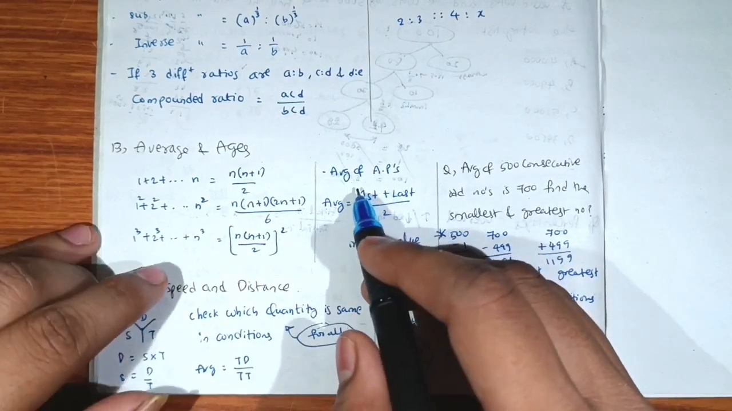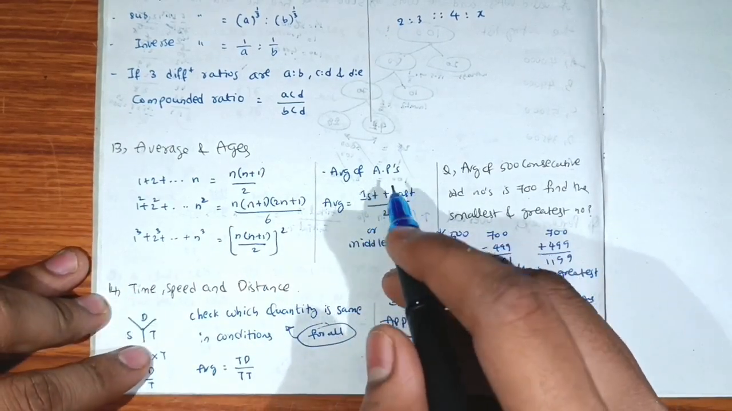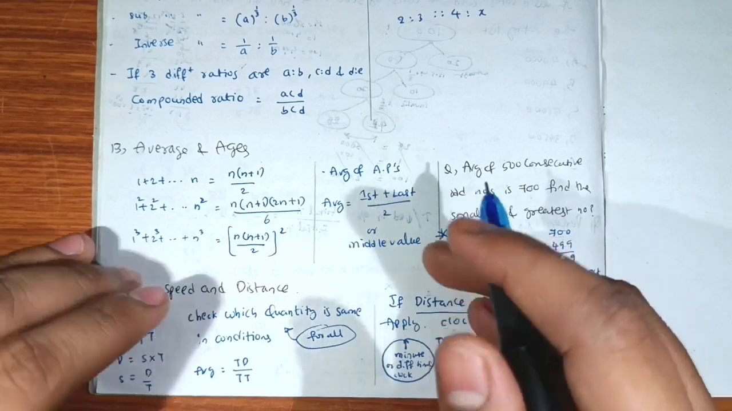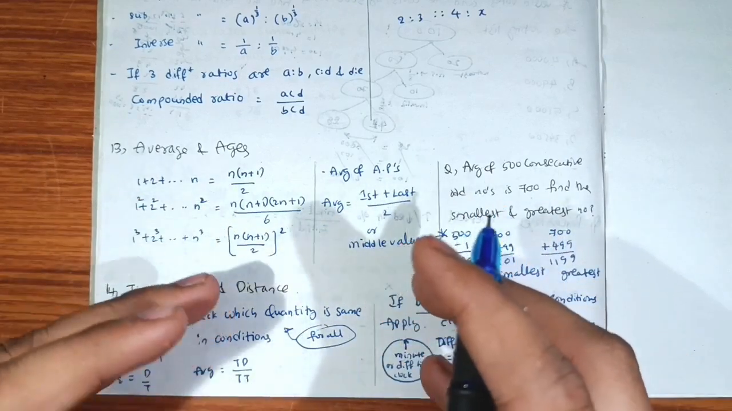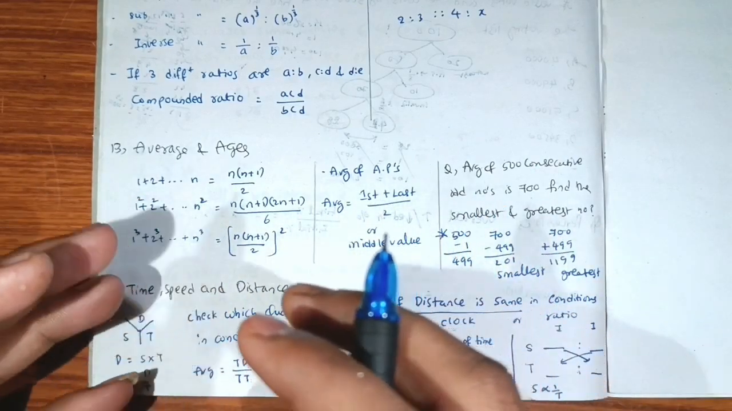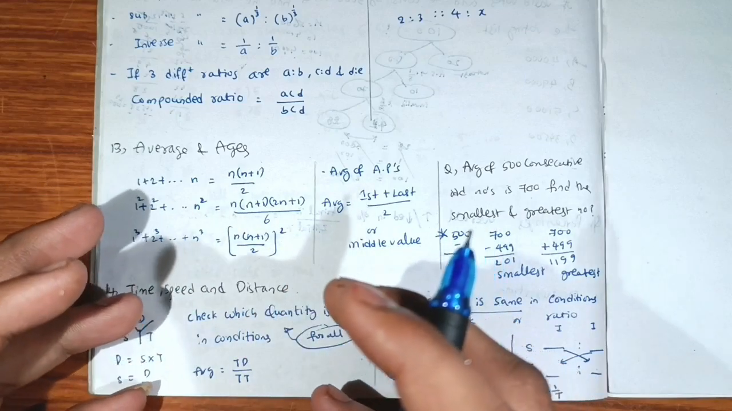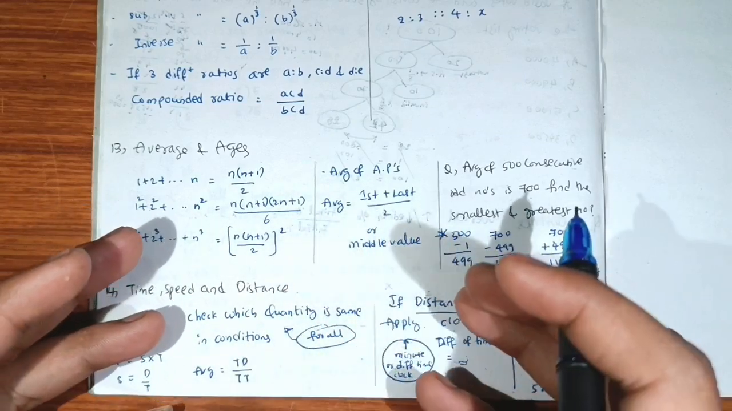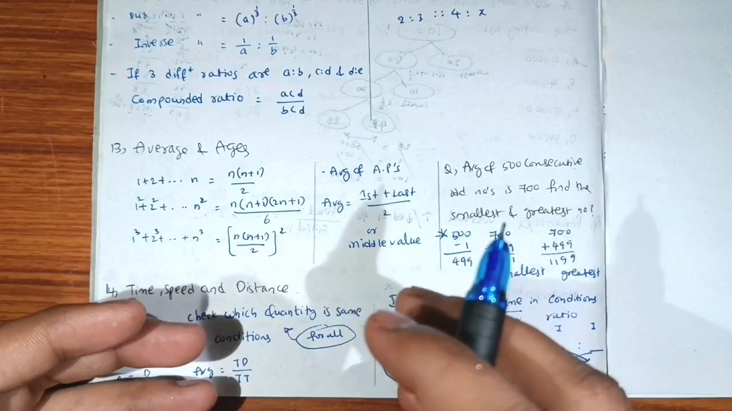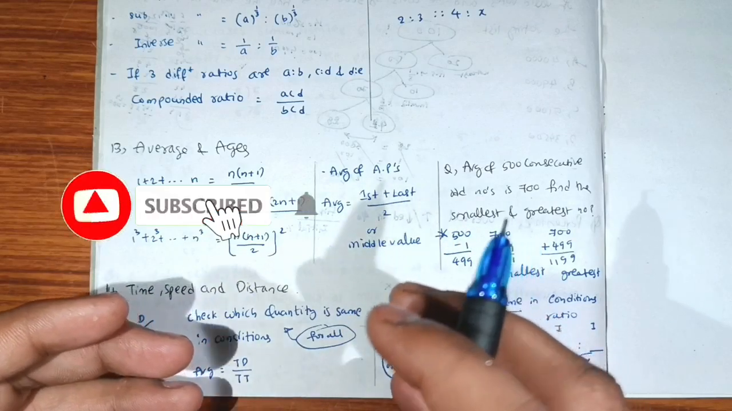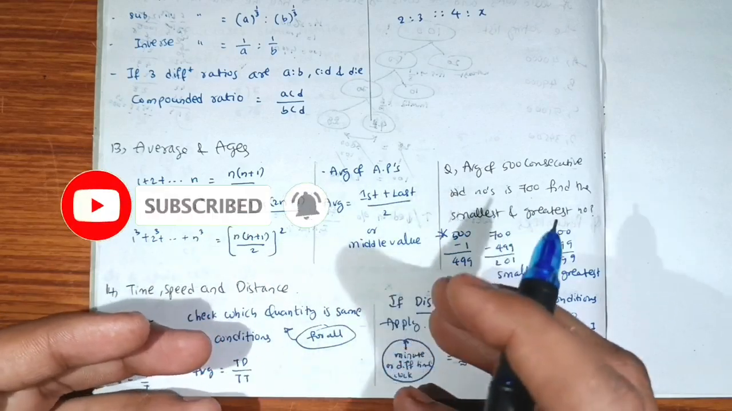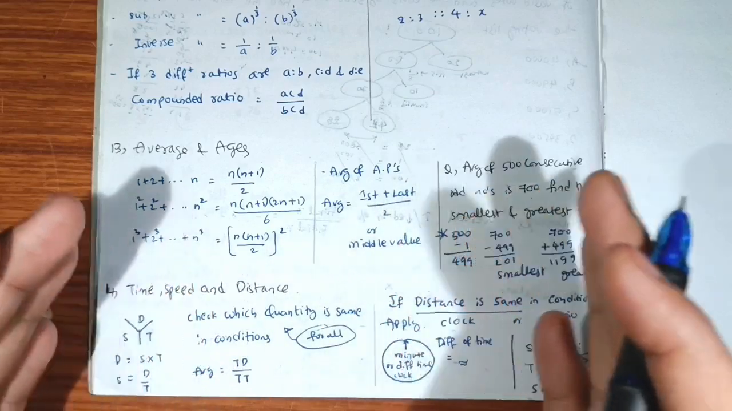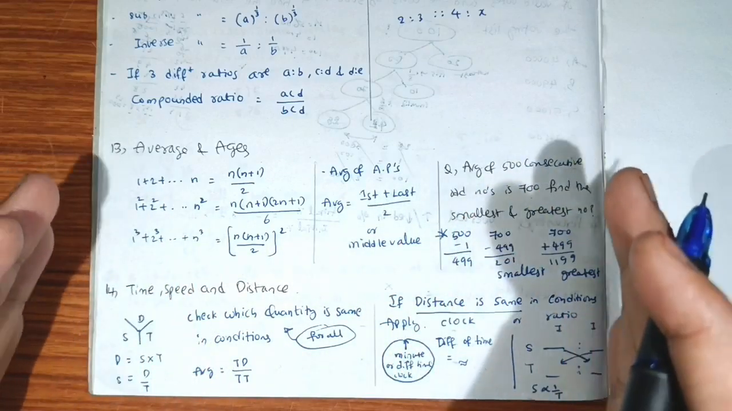Now if it is asked to find the average of APs, AP means arithmetic progression. The average of an arithmetic progression will be the first term plus the last term, divided by 2. If you do so, you will get the average of the arithmetic progression, or directly you can strike off the terms from the left and the right.